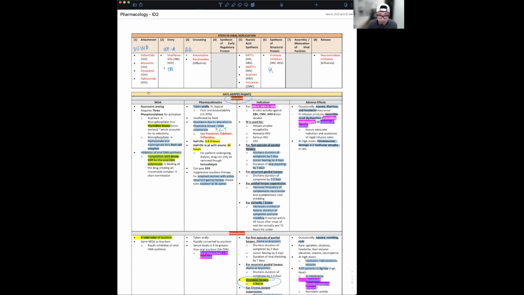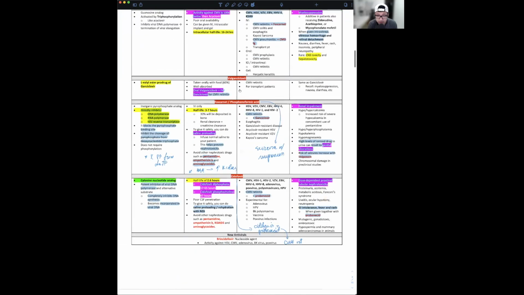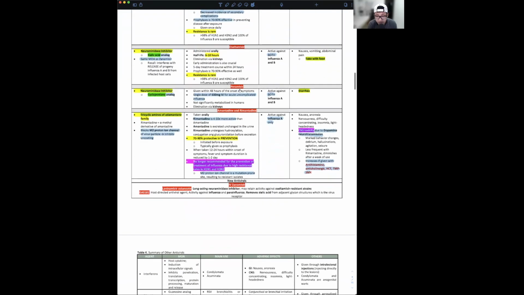So for us, these are part of the objective. We were tasked to learn about the mechanism of action, pharmacokinetics, indications, adverse effects. Those are the columns that we often use, and then you separate it based on whatever you're learning. So for us, there are different drugs for herpes, CMV. What else is here? Influenza.